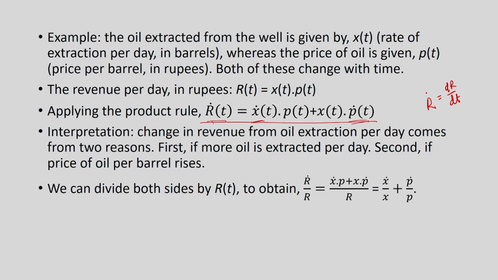And from this, we can actually divide both sides by R of t, which is the revenue, and we get this expression: R dot by R is equal to x dot p plus x p dot divided by R, and that simplifies into x dot by x plus p dot by p. So, R dot by R is equal to x dot by x plus p dot by p.